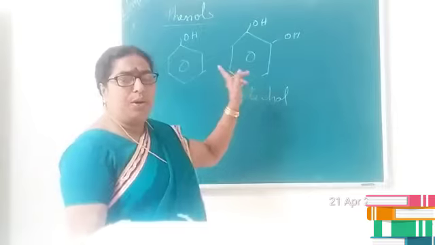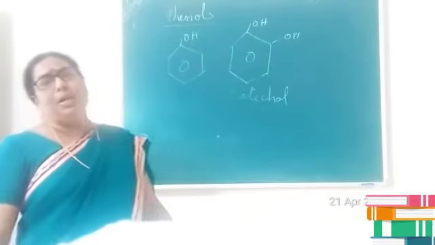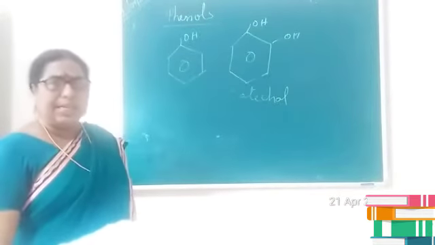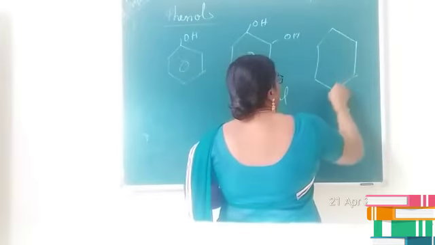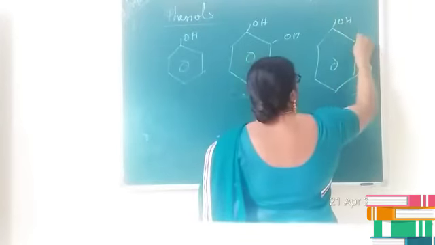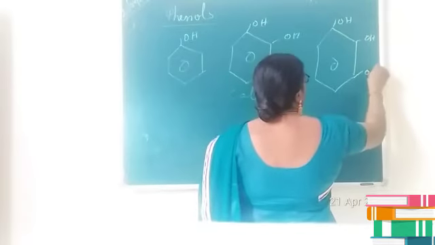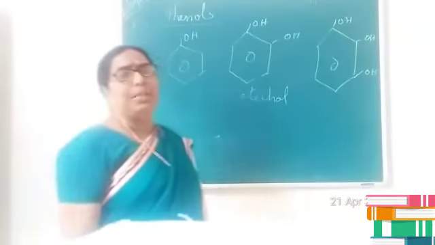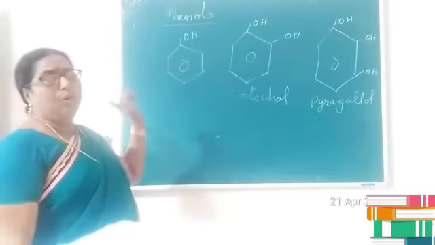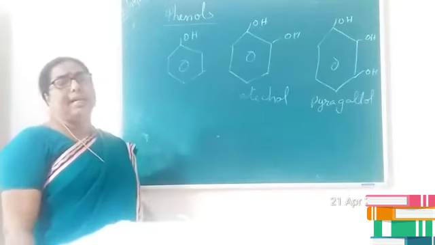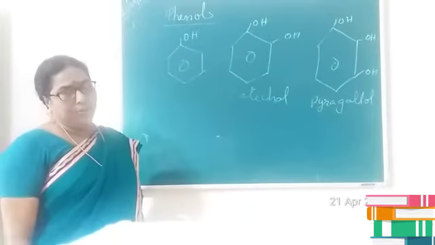Benzene 1,2-diol is an example of a dihydric phenol, that is catechol. Or we can consider another example, 1,2,3, that is a trihydric benzene. Benzene 1,2,3-triol is termed pyrogallol. Is it clear, children? So these are examples of monohydric, dihydric and trihydric phenol.